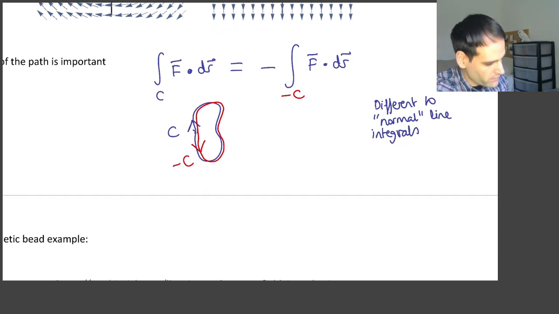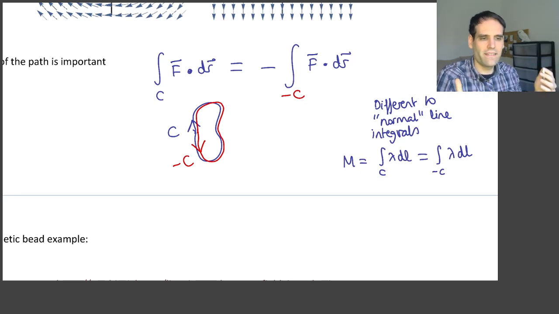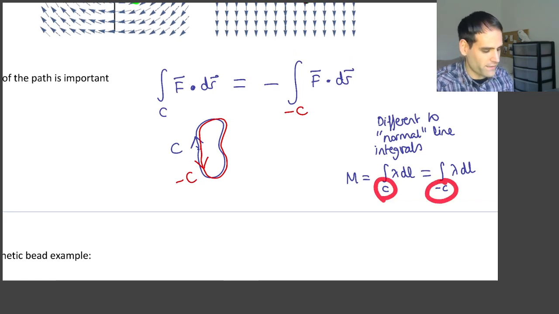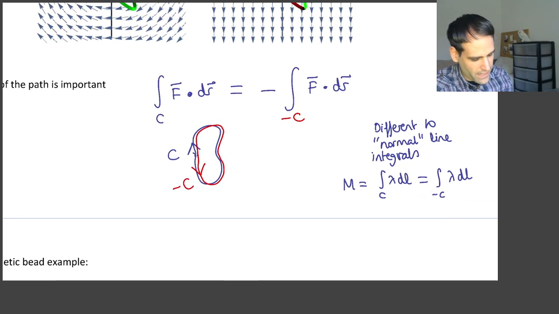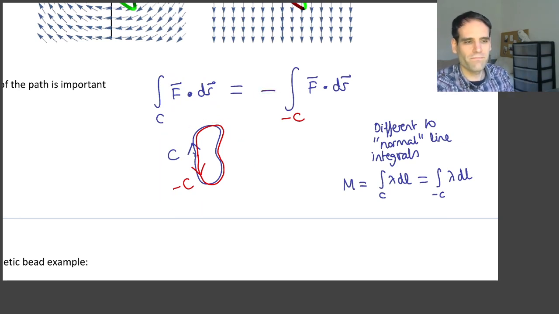For example, if you are calculating the mass of a wire, you can integrate the wire in one direction, or you can integrate it in the opposite direction. It doesn't matter. The wire is the same wire with the same mass. So for normal line integrals, the direction of the path does not matter. But for these line integrals that have a dot product, the direction of the path does matter and actually changes the sign of your result.